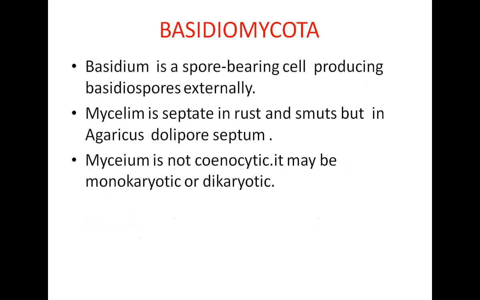Basidiomycota. The basidium is a spore-bearing cell producing basidiospores externally. So, what is the difference between basidiospores and ascospores? Asci are produced within the sporangium, and basidiospores are just like conidia, produced outside of the basidium. Mycelium is septate in rust and smut, but in Agaricus, a dolipore septum is found. Mycelium is not cenocytic. It may be monokaryotic or dikaryotic in Basidiomycota.